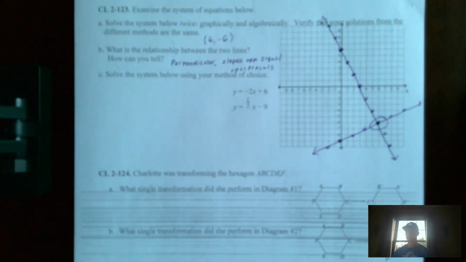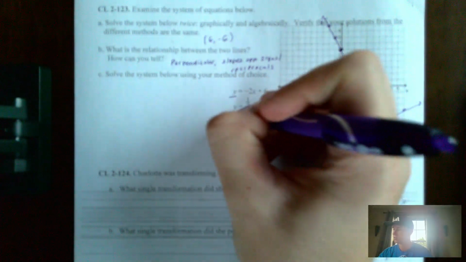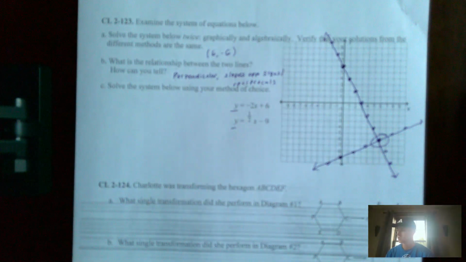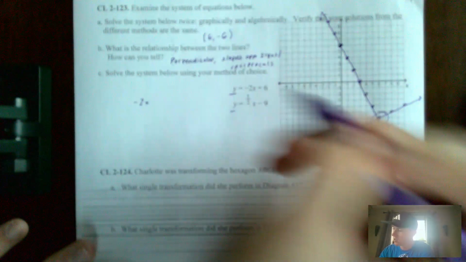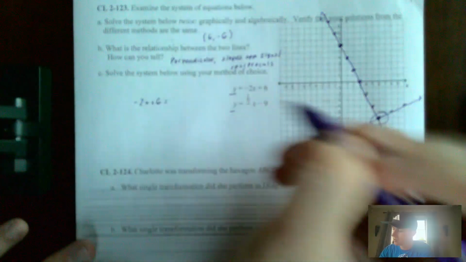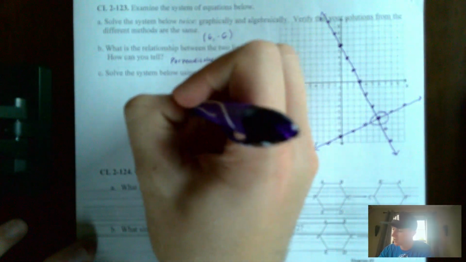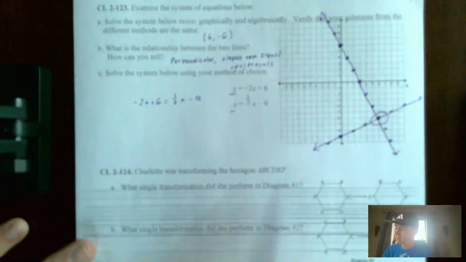What we're going to do now is solve it with algebra. You're going to notice both of these are equal to the value of y, so I'm going to take them and set them equal to one another. Therefore I get negative 2x plus 6 equal to 1/2 x minus 9.